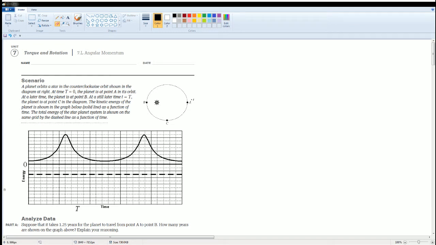Welcome, this is the AP Physics Workbook Solution. Here we have Unit 7, Torque and Rotation. This section is 7.L, Angular Momentum.